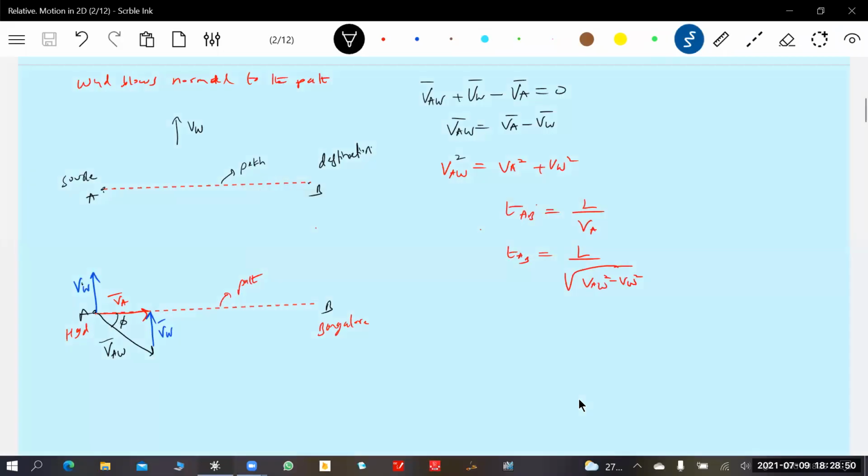Sir, VA square is equal to VAW square plus VW square, no? Vector diagram, when you go for the vector addition, what do you get? VA square plus minus of VW whole square. Sir, VA is the resultant now, sir. Look at the triangle here, Pythagoras theorem, magnitudes they are. Look at the triangle, please.